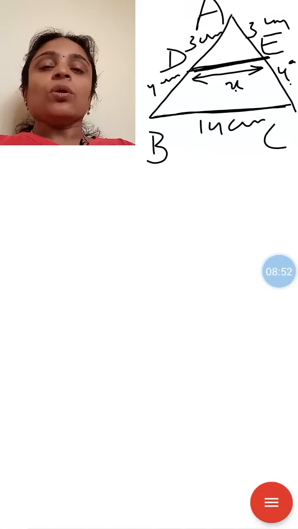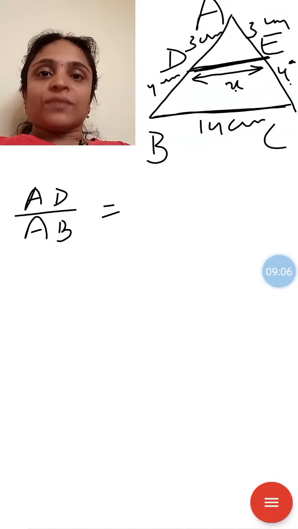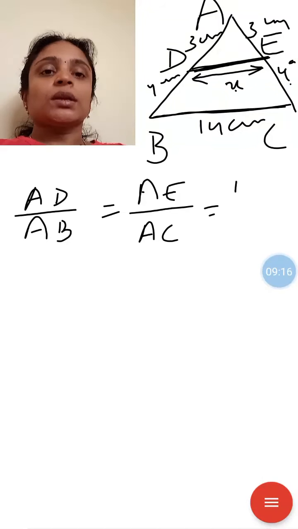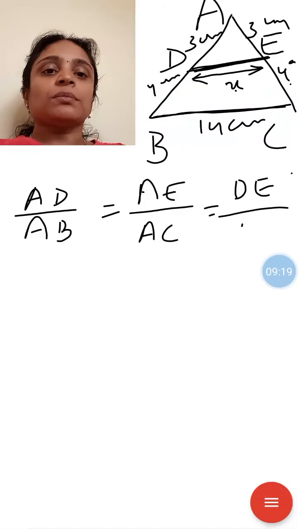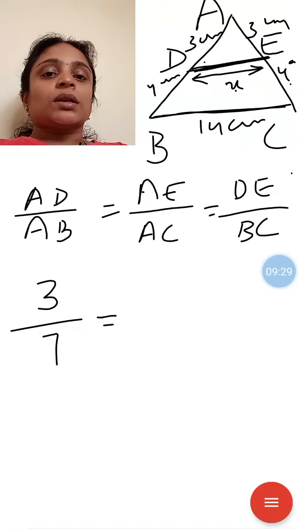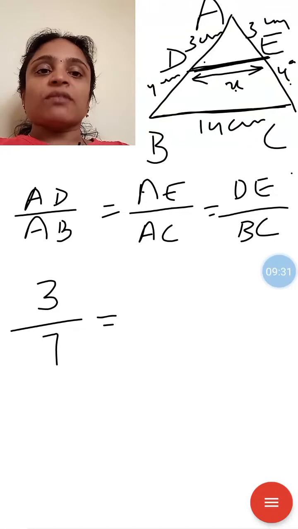So by Thales theorem, we know that AD by AB equal to AE by AC equal to DE by BC, right? So AD is 3. 3 by AB, AB is 3 plus 4, 7. So 3 by 7 equal to DE. This is also 3 by 7. AE by AC is 3 by 7. DE by BC.